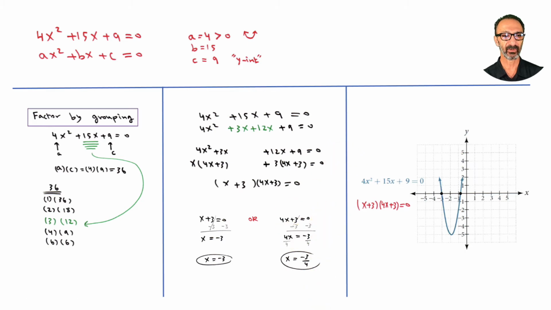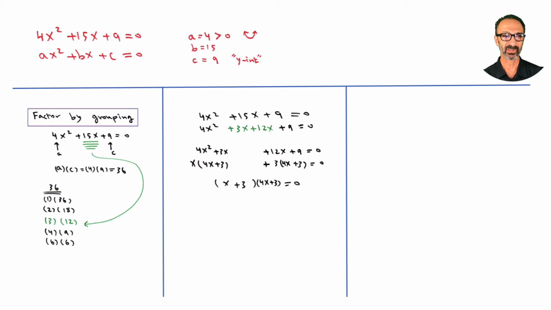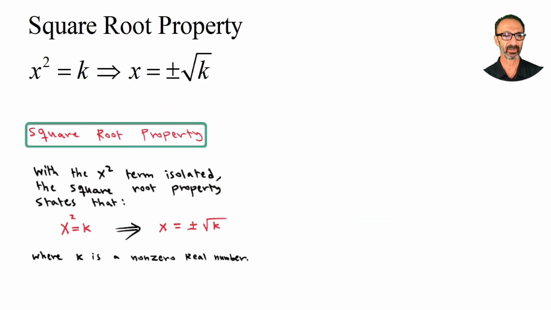Okay, let's move on. This is the same one. I'm going to have to skip these because I covered them, as you could see. Now we're looking at the square root property. The square root property says if you have x squared equals k, then x by itself is plus or minus the square root of k, where k is a non-zero real number.